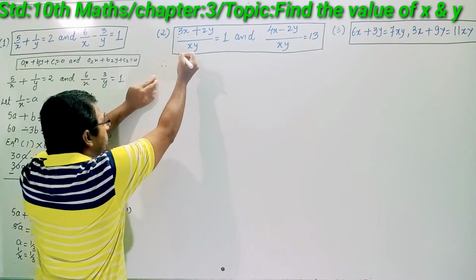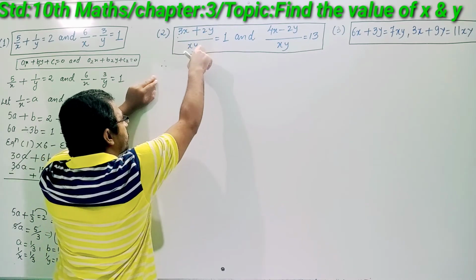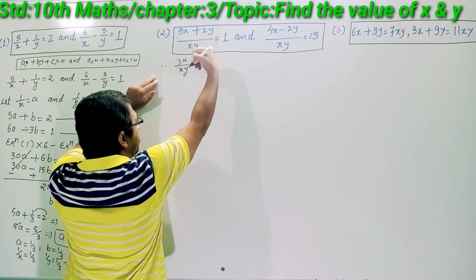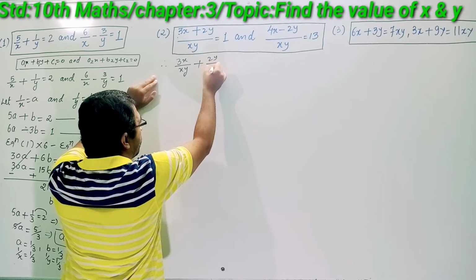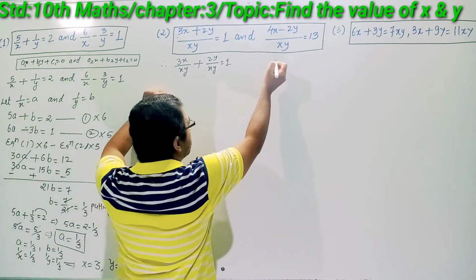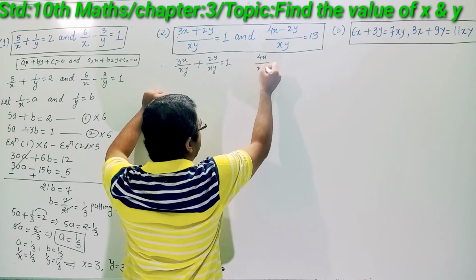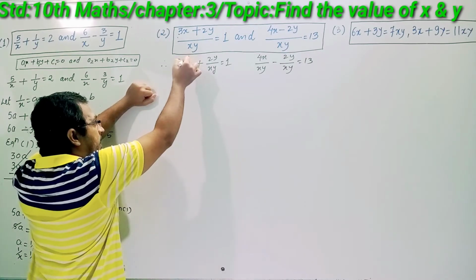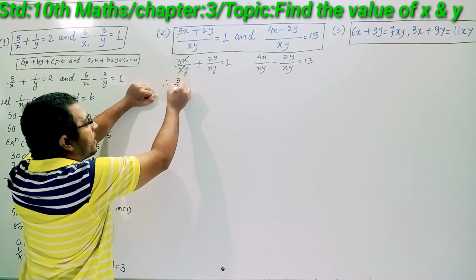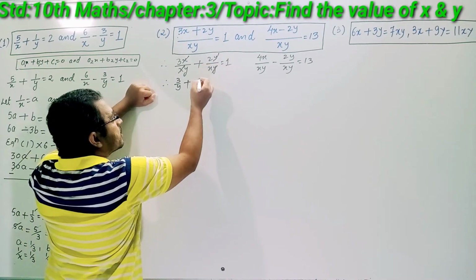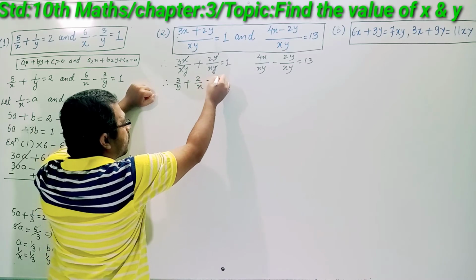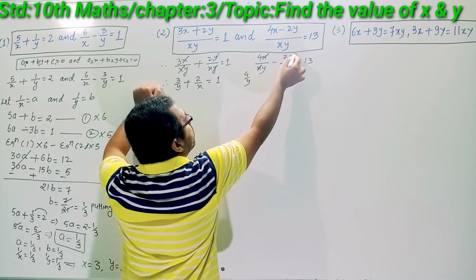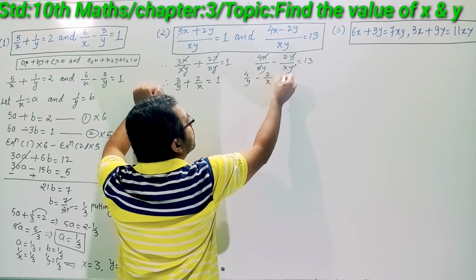Okay students, now these things can be written as 3x plus 2y by xy, so we can write 3x by xy plus, individually we can divide these things, 2y upon xy is equal to 1. Similarly, 4x divided by xy minus 2y divided by xy is equal to 13. X will be cancelled, so 3 by y plus, y will be cancelled, 2 by x is equal to 1. And here is also 4 by y, and here will be minus 2 by x is equal to 13.